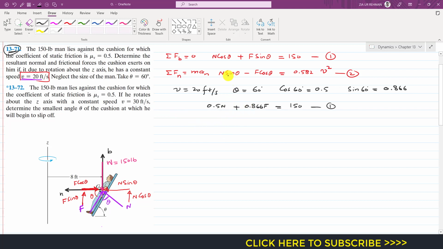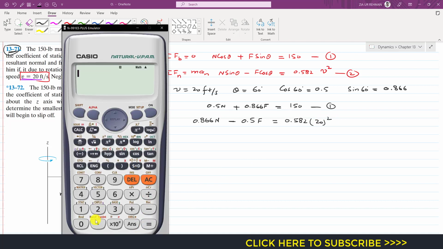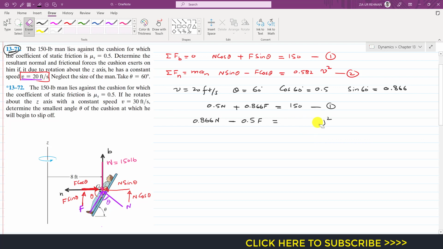Now the second equation: this is n sine of theta, again sine of theta is 0.866, so this will become 0.866 n minus cos of 60 is 0.5, so this will become minus 0.5 f, and this will be equal to 0.582, and the velocity is given which is 20, so 0.582 multiplied by 20 square. So this is 232.8. So this is equation 2 for the first problem.